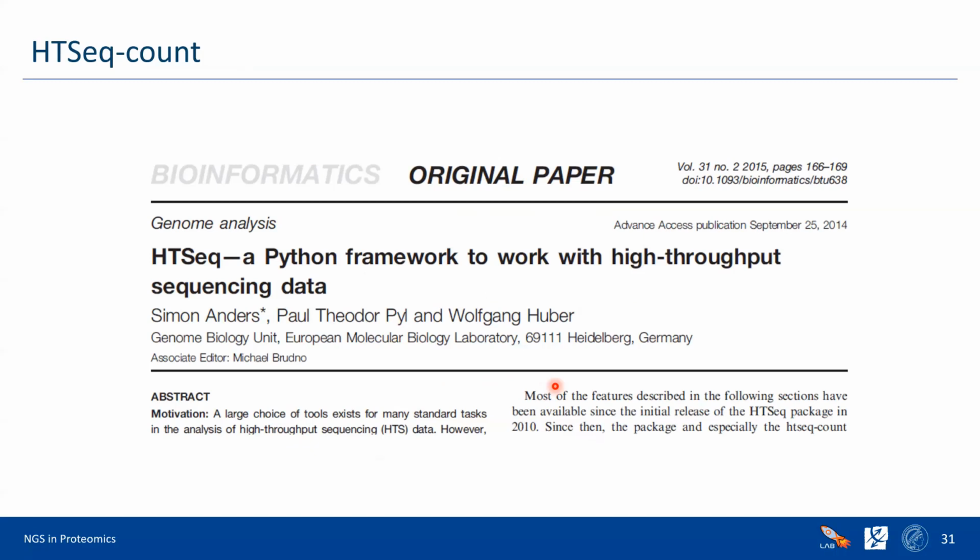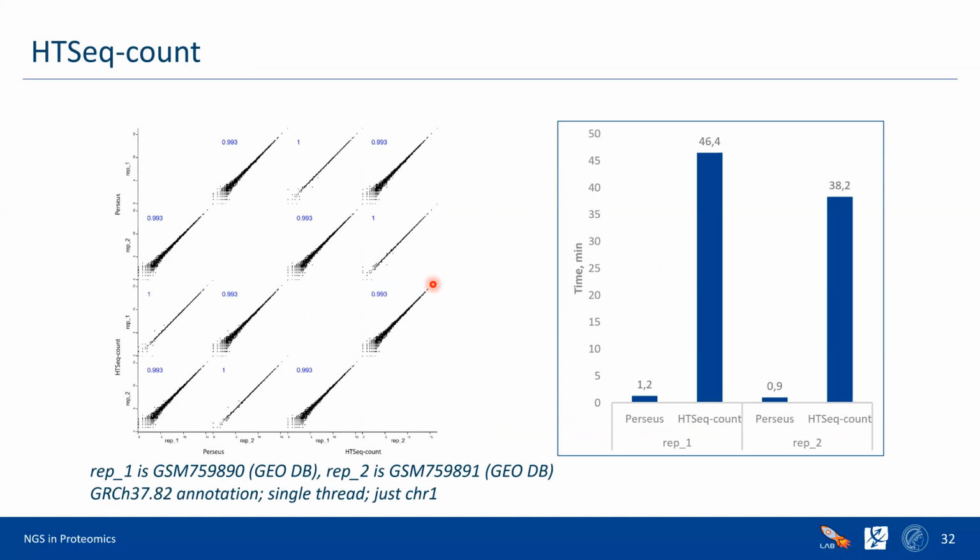Of course, we are not the first people doing that, and there's a lot of development going on in this direction. One of the tools used a lot in the NGS world is HTSeq-count, which is basically a Python framework around C code, trying to access the BAM file in a fast manner.